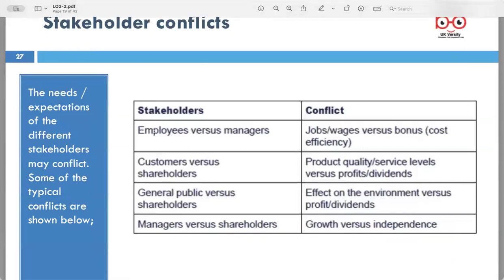Stakeholder conflict. It is possible for the many stakeholders' wants and expectations to be in conflict with one another. A few examples of the typical conflicts are presented here: employees versus managers, customer versus shareholder, general public versus shareholders, and manager versus shareholders. So, what is the conflict? In the first one, job wages versus bonus; efficiency, product quality, service levels versus profit, dividends; effect on the environment versus profit, dividends; and growth versus independence.